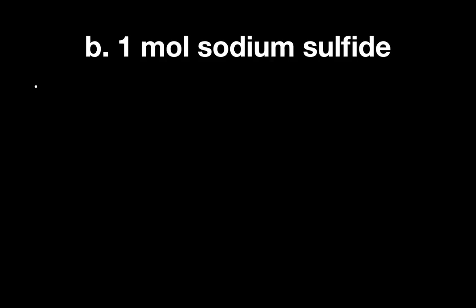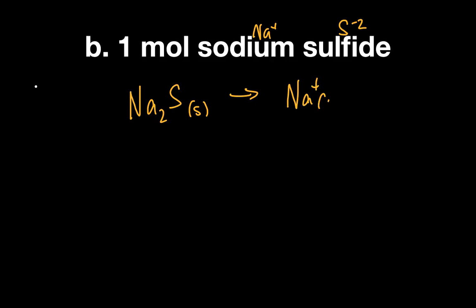Okay, sodium sulfide. What is the formula for sodium sulfide? Is it Na2S? Yes, it is. Sodium is +1. Sulfide comes from sulfur, which is -2. So Na2S, 2 Na+ and S2-. Balance the equation. How many moles total do we have here? 3. 3, exactly.